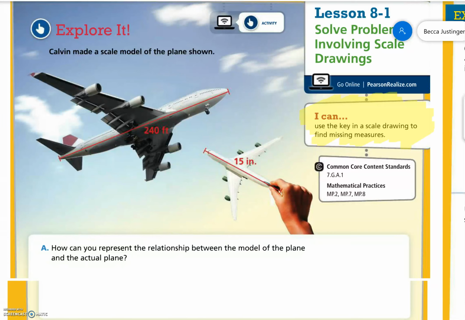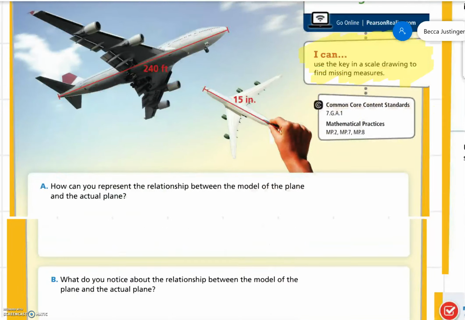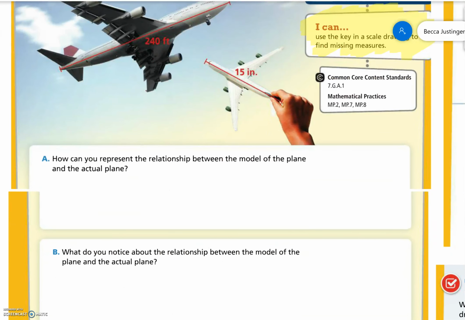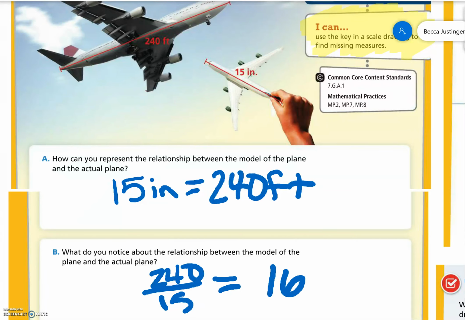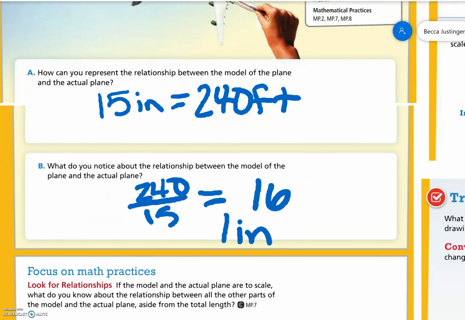Calvin made a scale model of the plane shown. How can you represent the relationship between the model of the plane and the actual plane? So we need to compare it. So 15 inches in the model is equal to 240 feet in real life. What do you notice about the relationship between the model of the plane and the actual plane? Well, if we take 240 and divide it by 15, we get 16. So for every 1 inch, it's going to equal 16 feet.